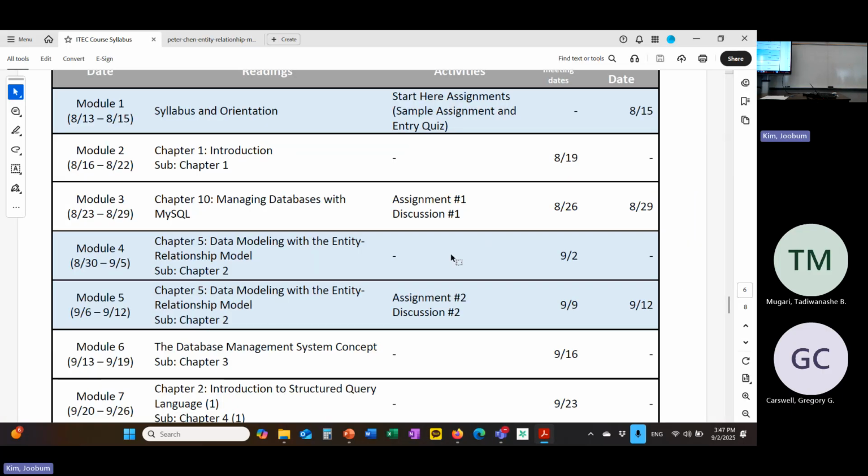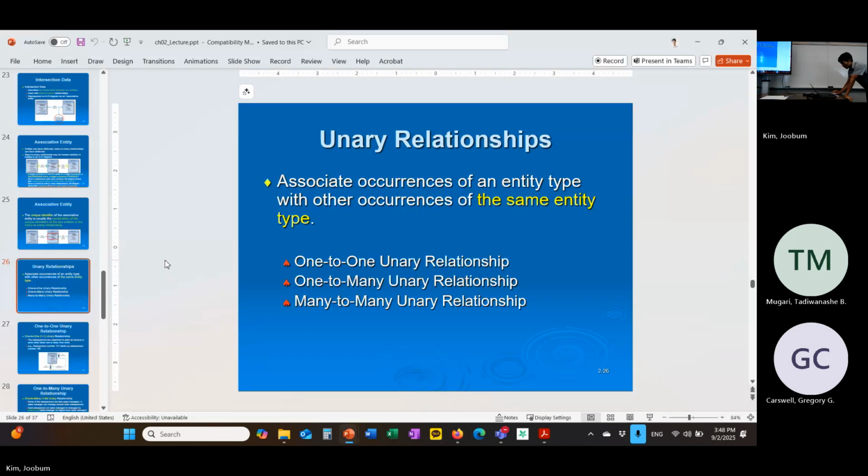So we'll continue with the others, the unary and then ternary relationship. So what is the binary relationship? Do you remember? Yeah, so the number of entities involved is 2. In other words, the degree is 2. I will talk about the degree, the terminology. The unary means only one entity is involved in the relationship.